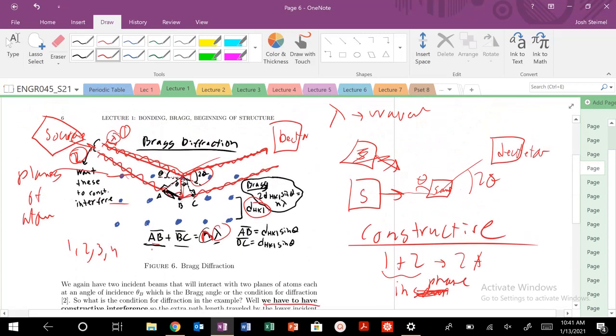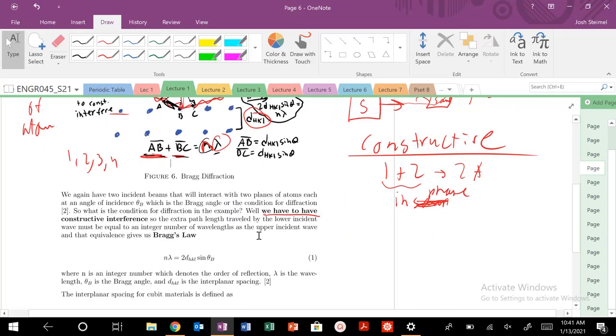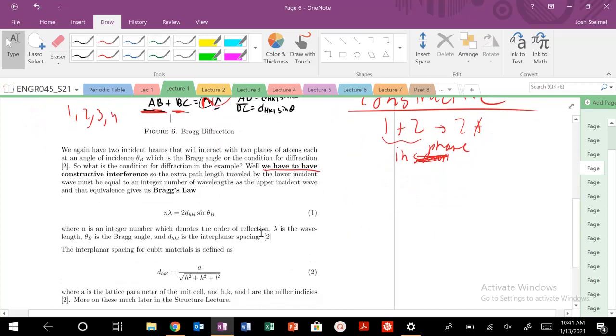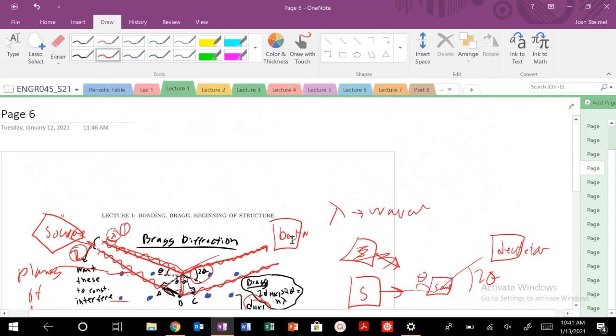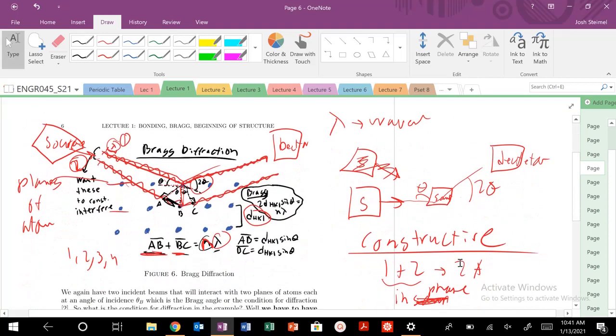And this is how you get Bragg's law. We need to have this constructive interference. The extra distance traveled by the second incident beam has to be an integer number times the wavelength of our beam to be in phase so that we add those waves. Once you add that together, lambda equals 2 dHKL sine theta: Bragg's law. Now notice here, this is really, really critical.